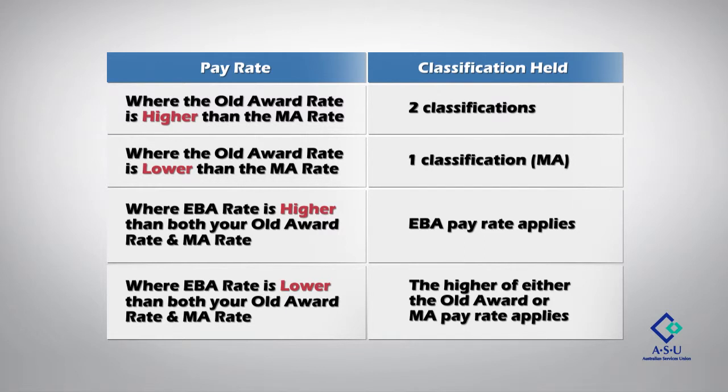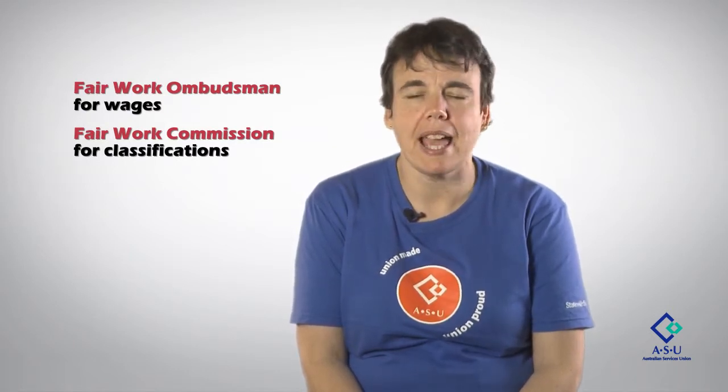rate will apply. If your employer does not translate you, or you don't agree with your new classification or pay rate, then you should raise it at your workplace. Then you can appeal to either or both the Fair Work Ombudsman for wages and the Fair Work Commission for classifications. Your rate of pay cannot go down. You cannot be paid less as a result of translation.